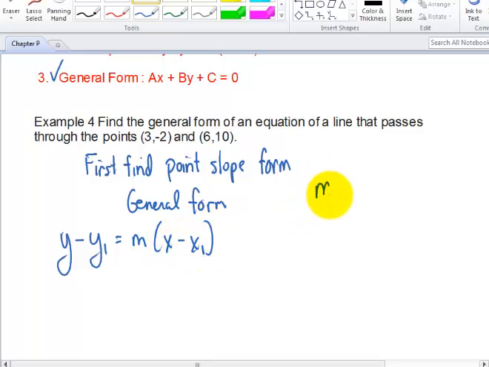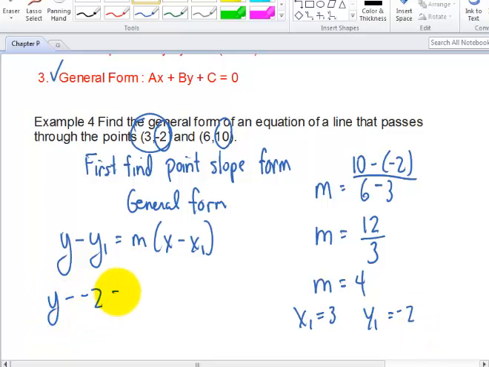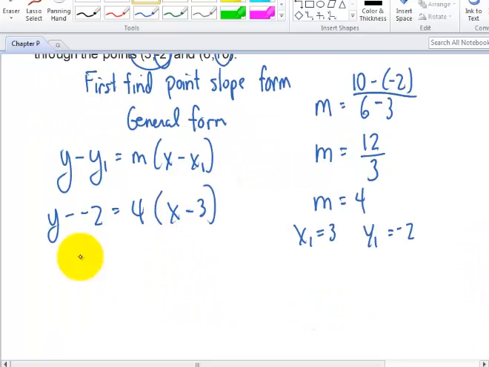So the first thing we need is the slope. So that's going to be 10 minus -2, because that's y2 and that's y1, over 6 minus 3, so our slope is going to be 12 over 3, which will be a 4 slope. So that's nice. We got a nice round number. And now I just have to plug an x value and a y value in. So I'm going to use the first coordinate, 3 comma -2. And when I put it in, I've got y minus -2 equals 4 times x minus 3. That's in point slope form.